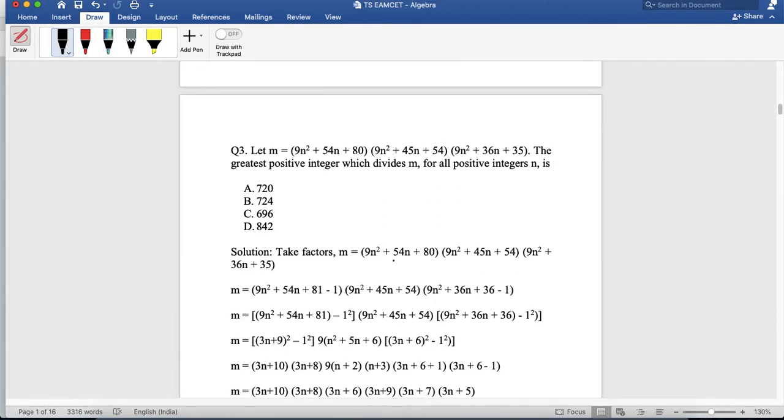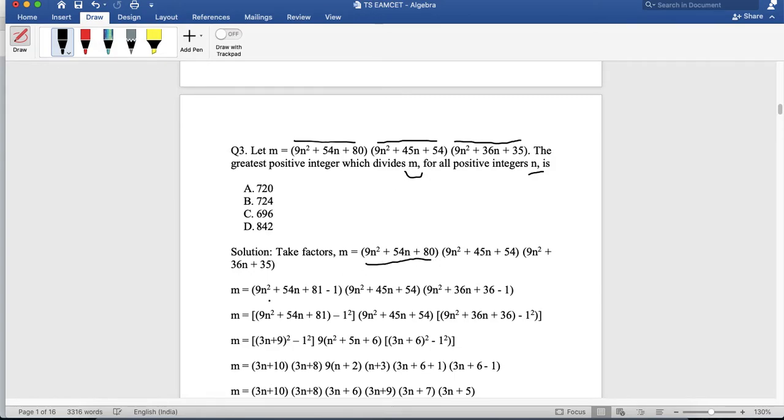Next is the third question. M equals 9n square plus 54n plus 80, 9n square plus 45n plus 54, 9n square plus 36n plus 35. The greatest positive integer which divides them for all positive integers n is? So how I decided to solve this problem is by factorizing this. Factorization is a concept that is taught in class 8th and 9th. So this should be fairly easy for everyone.